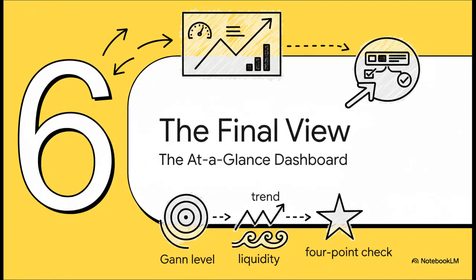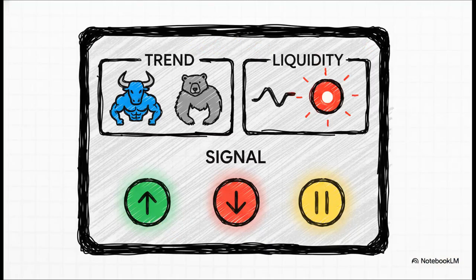So after all of that hard work, calculating the Gann level, checking the trend, watching for sweeps, and running the 4-point checklist, how does this all get presented to you, the trader? Well, it all gets boiled down into this super simple, at-a-glance dashboard right on your chart. And this dashboard tells you everything you need to know. The trend line says if the system thinks we're bullish or bearish. Liquidity is a simple yes or no. Did a sweep just happen? And then the big one, signal, gives you the final command from the checklist. Buy, sell, or, and this is what it says most of the time, wait.